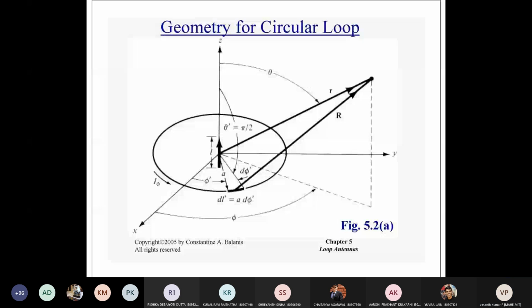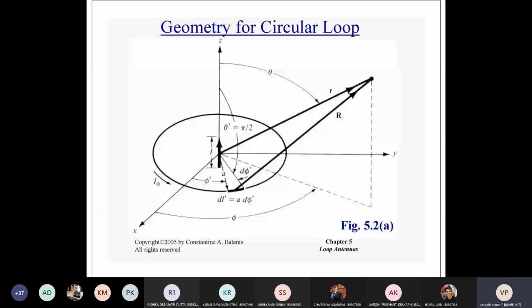Here you see in this diagram a small circular loop. Forget about the arrow along the z-axis; that is not the loop antenna. The loop antenna is a circular loop, you can see here. Forget about that arrow.